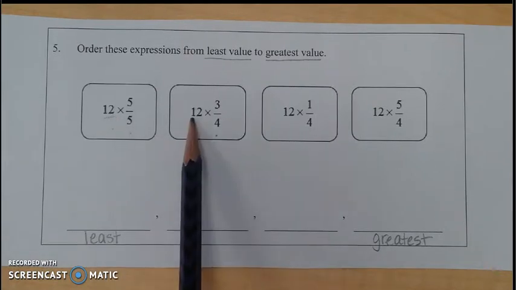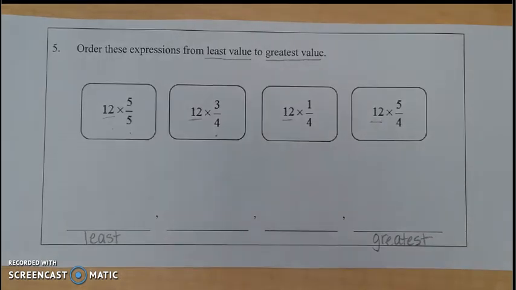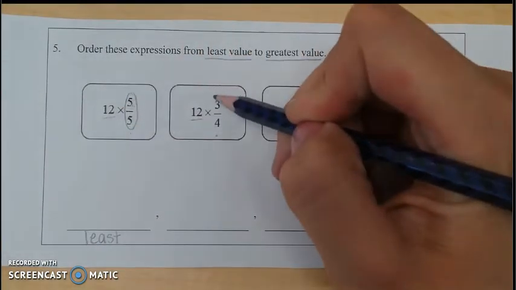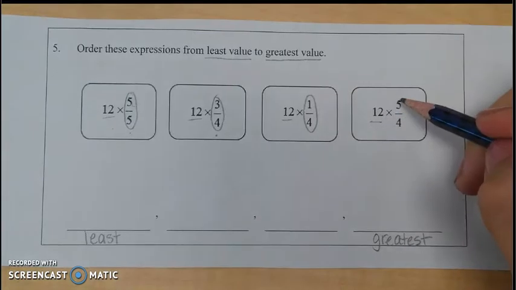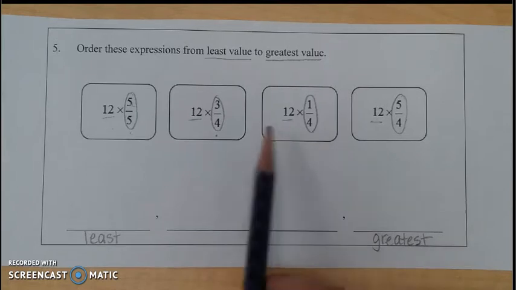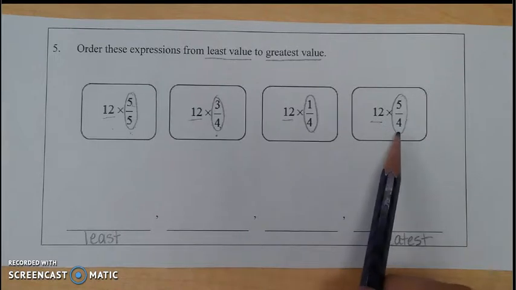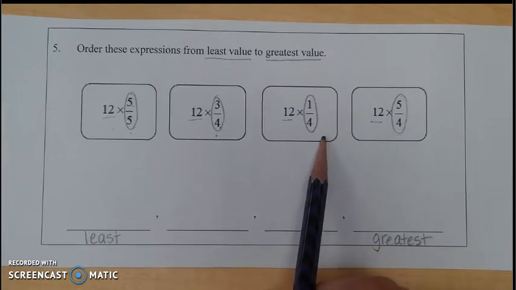When I look at the first factor in each of these expressions, they're all 12. So I have 12 groups in each expression. The fractional factor is what's different for each of these expressions: 5/5, 3/4, 1/4, and 5/4. I can reason through this mentally. I know out of those four fractions, 1/4 is smallest.